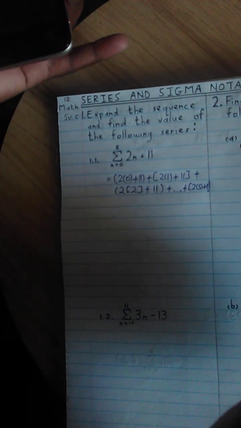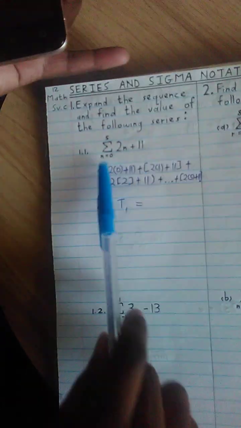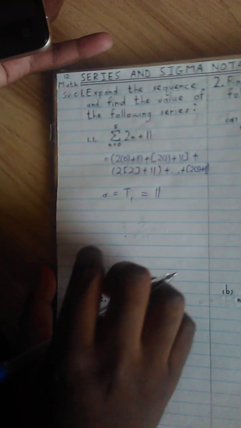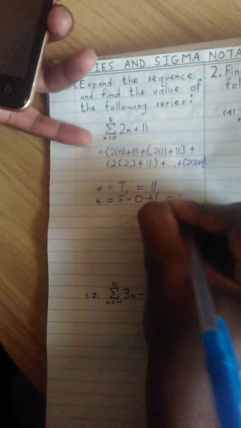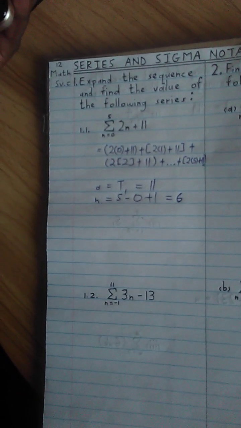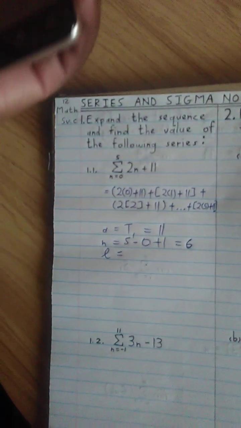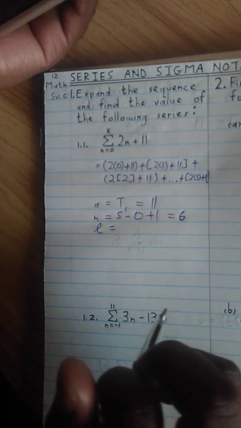Right, so we need A, the first term, which is 2 times 0 plus 11, which is just 11. And then N is the upper bar, which is 5, minus the lower bar, which is 0, plus 1, which is 6. And then I'm just going to choose to use the second formula. L is the last term, which is 2 times 5 plus 11. So it's 10 plus 11, which is 21.